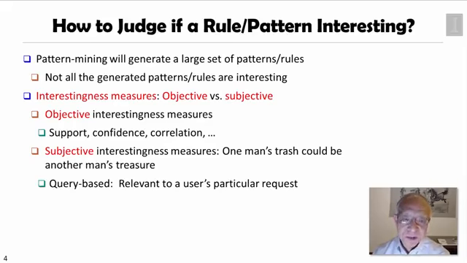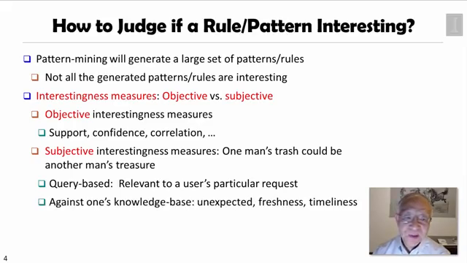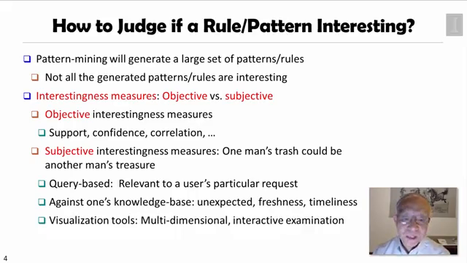So the first thing is we may want a user to say, what do you like to see? So it's query-based. Another thing is we may, based on users' knowledge base, try to mine something unexpected, fresh, or recent. Or we can map patterns and rules into two-dimensional space, and let the user interactively pick some interesting things.